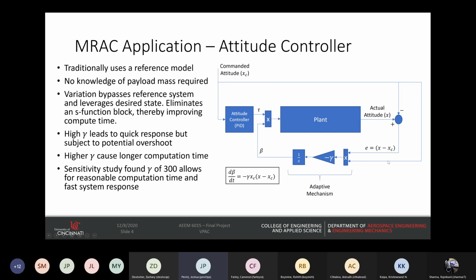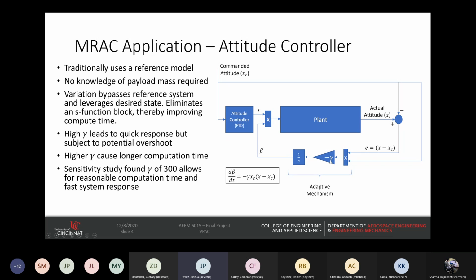With that error, you multiply it by the commanded attitude, or the model attitude, and then multiply it by a gain, and integrate it to get a beta value, which is then multiplied by our resultant torques. This PID controller is the same one that we had previously used to control the quadcopter. So you can see how this beta value can increase or decrease the torques, the control effort going into the quadcopter, to reduce the difference between the actual attitude and the commanded attitude. This gain is a learning parameter, essentially.